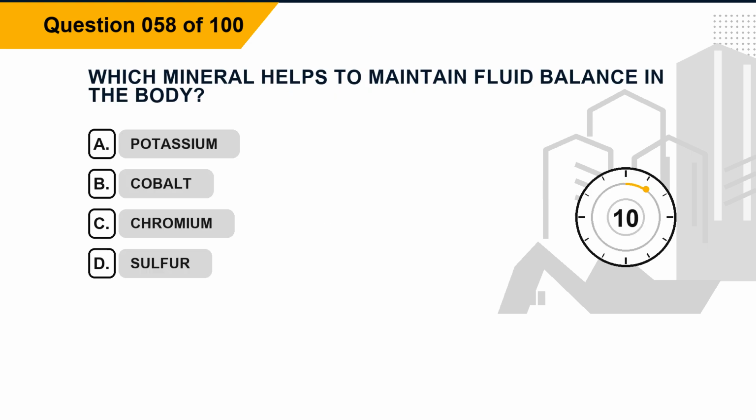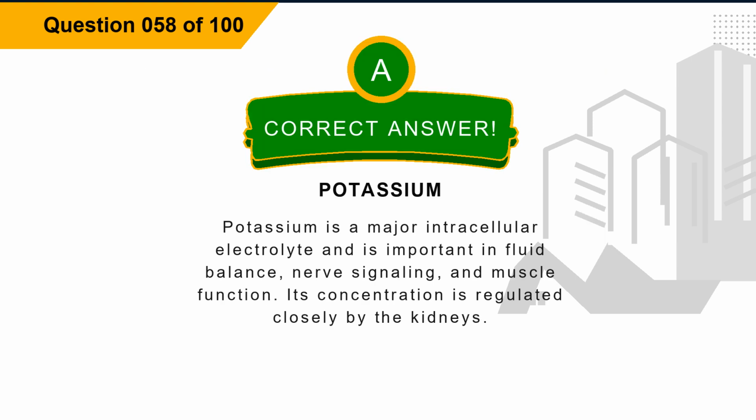Question 58. Which mineral helps to maintain fluid balance in the body? Option A. Potassium. Option B. Cobalt. Option C. Chromium. Option D. Sulfur. The correct answer is option A. Potassium. Explanation. Potassium is a major intracellular electrolyte and is important in fluid balance, nerve signaling, and muscle function. Its concentration is regulated closely by the kidneys.